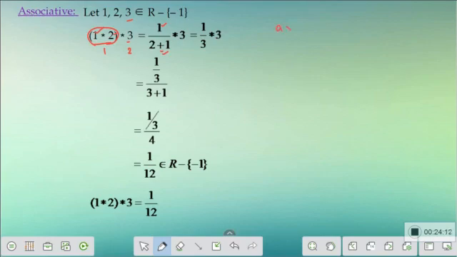Now when we have A star B, the definition is A by B plus 1. Now here I am going to have 1 by 3 star 3. So the first element is 1 by 3, that should be placed in the numerator. So it is 1 by 3 and the denominator will have the second element plus 1. So this is how we got this equation. That is 1 by 3 plus 1, that is nothing but 1 by 3 by 4. Now when you evaluate it, simplify this gives you 1 by 12. This is also an element in the given set. So 1 star 2 star 3 is equal to 1 by 12.